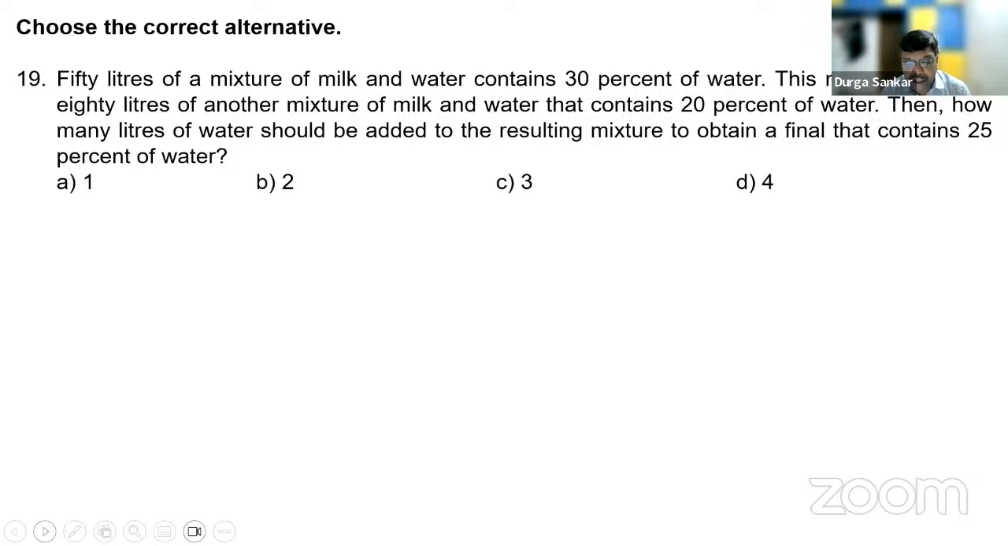50 liters of mixture. The moment I see anything remotely connected to mixture, allegations, solutions, I start shivering. Because those questions are very confusing and... Which one, Rishabh? Which one are you not getting the solution for?